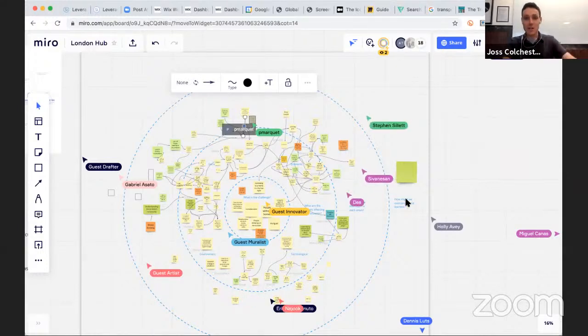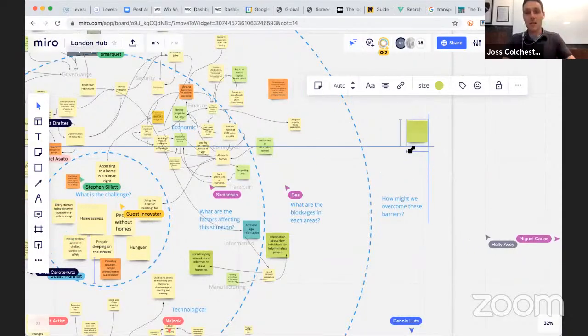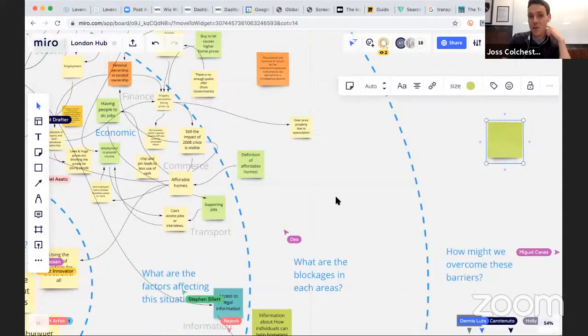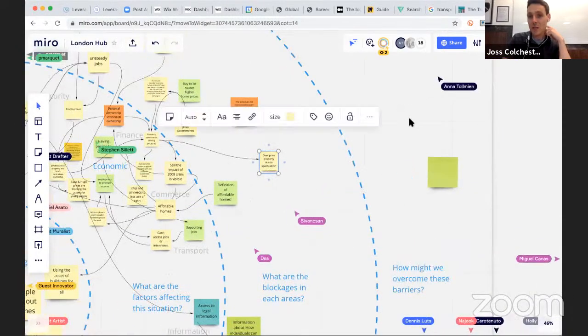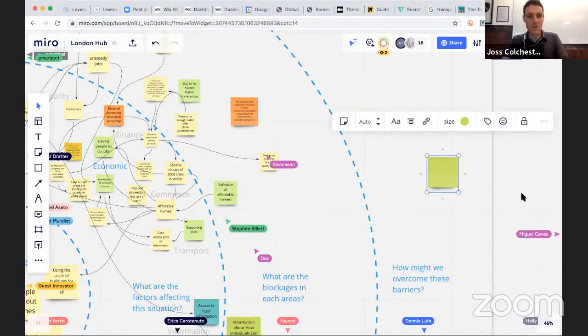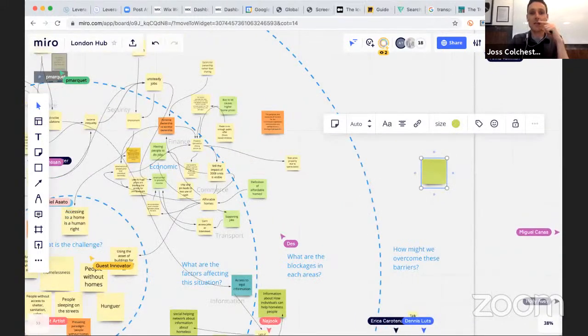So on the outside here, please grab a sticky and post up any ideas you have there. Also try and link them up to anything we have here. You know, overpriced property due to speculation. Well, how might we influence, affect the system in some way to overcome that? I'll share the link again for the latecomers.